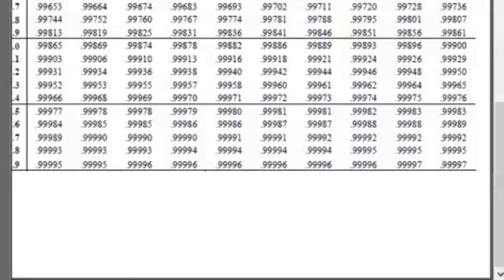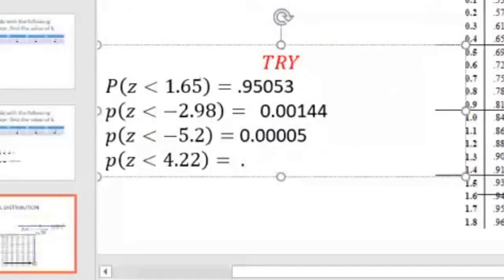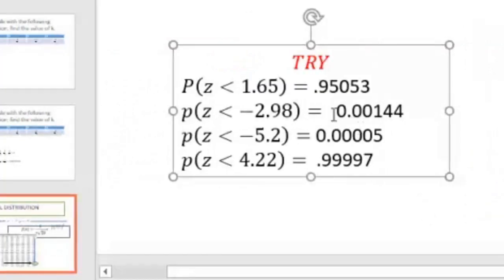So if the value is going out of the table, don't think you are making a mistake or that something is a problem. On the negative side, you have to take the very first value. On the positive side, you should take the very last value. That is, in the line you take the last value for positive values, and for negative values you take the first value. So just remember, these two are the minimum and maximum values in a normal table.